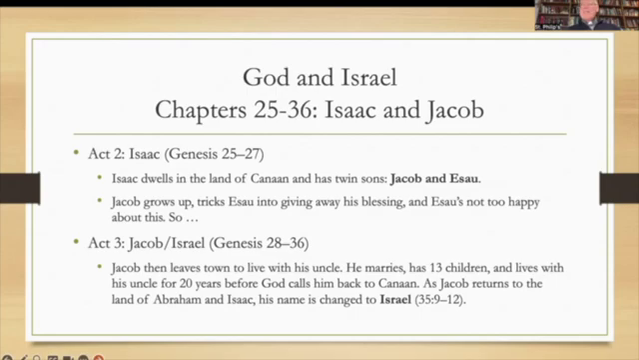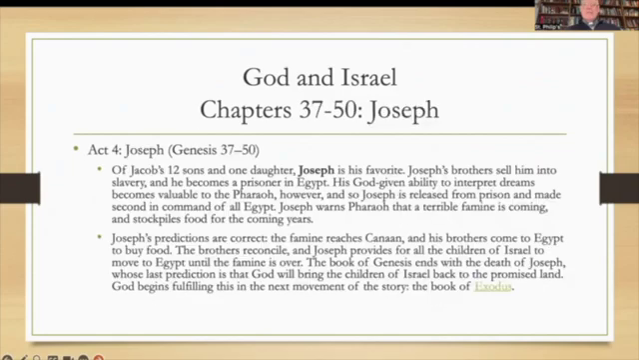He marries, has 13 children, and lives with his uncle for 20 years. There's some great details in that story before God calls him back to Canaan. And then he wrestles with the angel. He has this encounter with God, and his name is changed to Israel in chapter 35. The next generation of the story is the great story of Joseph, which really brings to an end the story of Genesis.